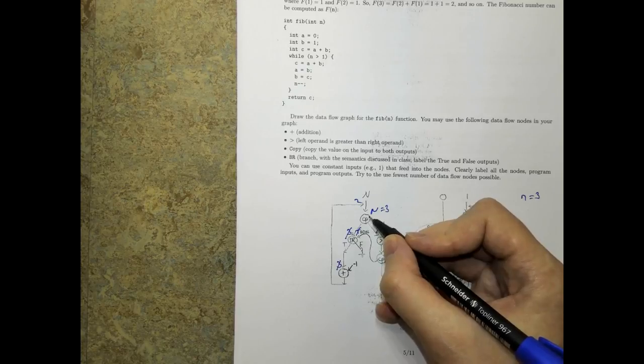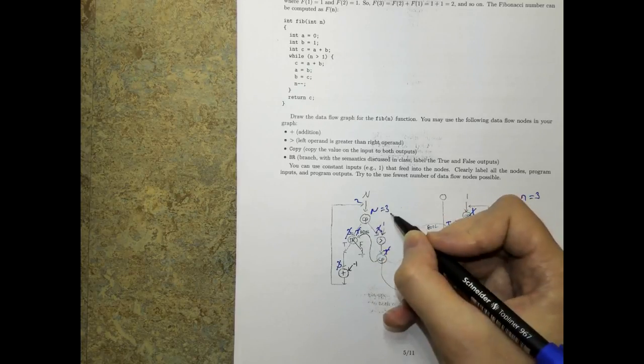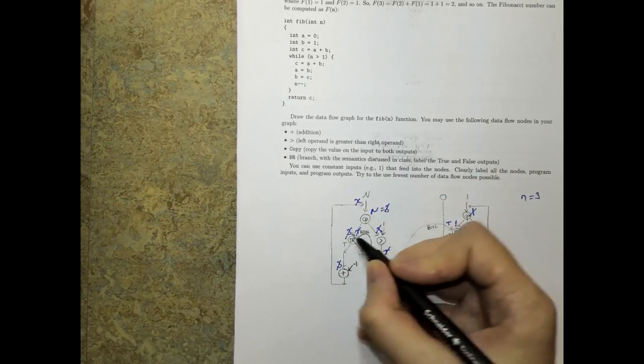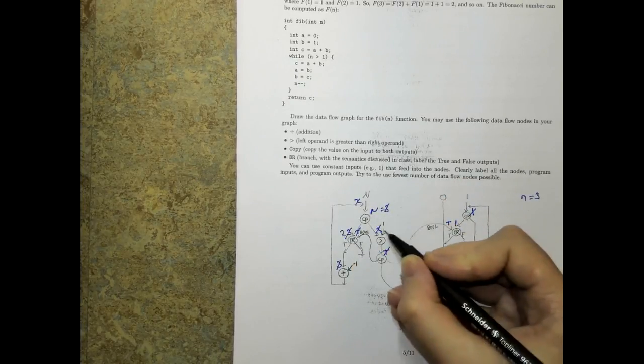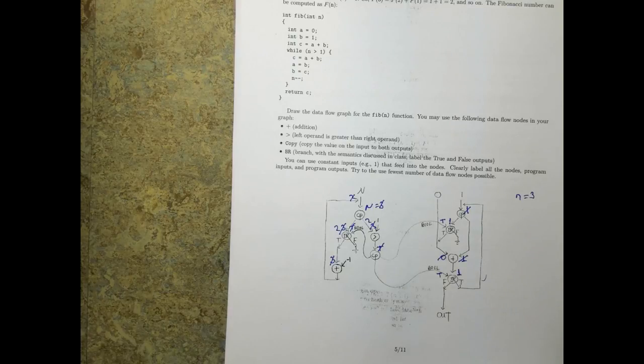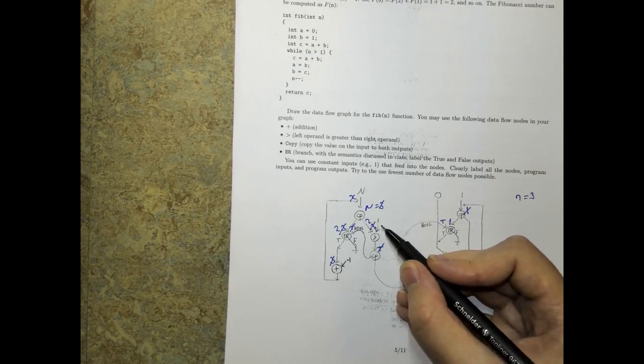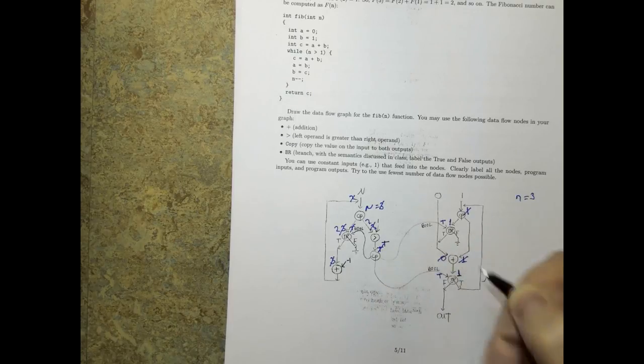So this is a copy node. We have 2, right? So we consume this. Now we consume 2. We copy 2 here, we copy 2 here, right? And then, is 2 bigger than 1? Yes, it is. We have another 2 here.